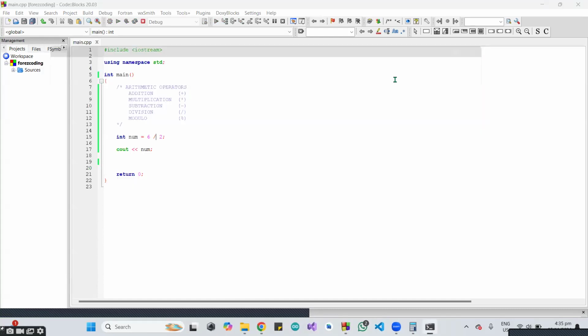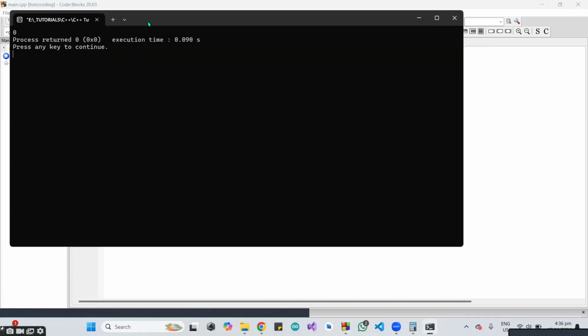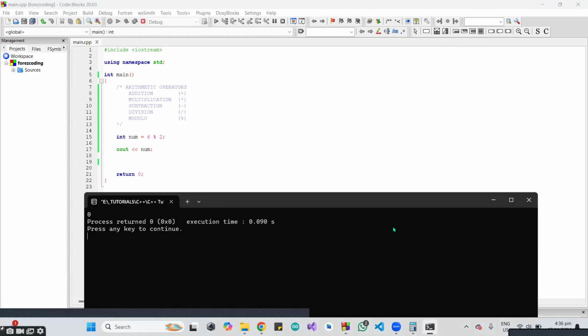So how about modulo? We are going to use the percentage sign here. There you go. And then we build and run the project. Okay, and we get here a value of 0. So you will ask, what happened? How did this 0 come up after we use the percentage between these two values?